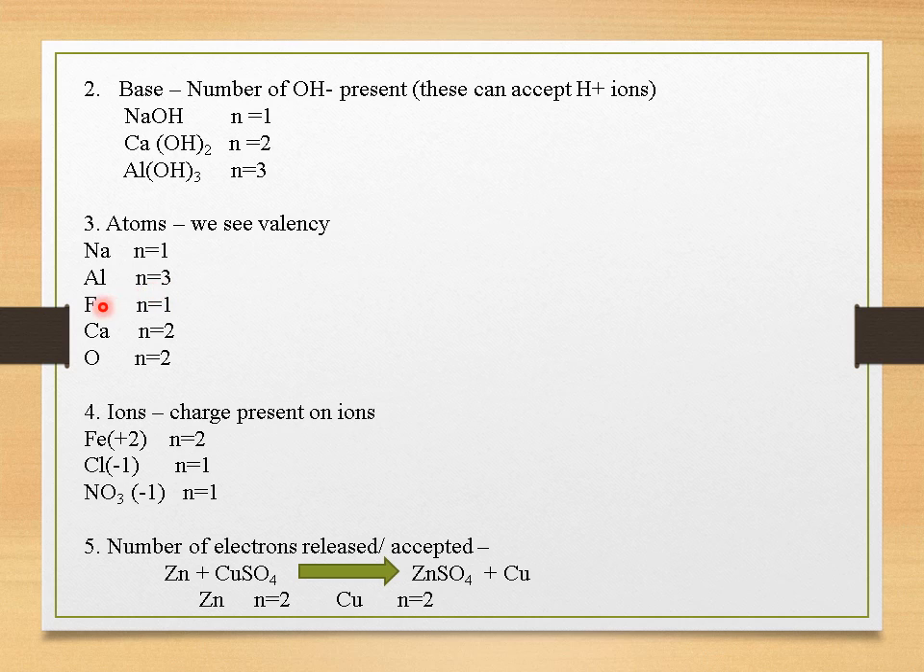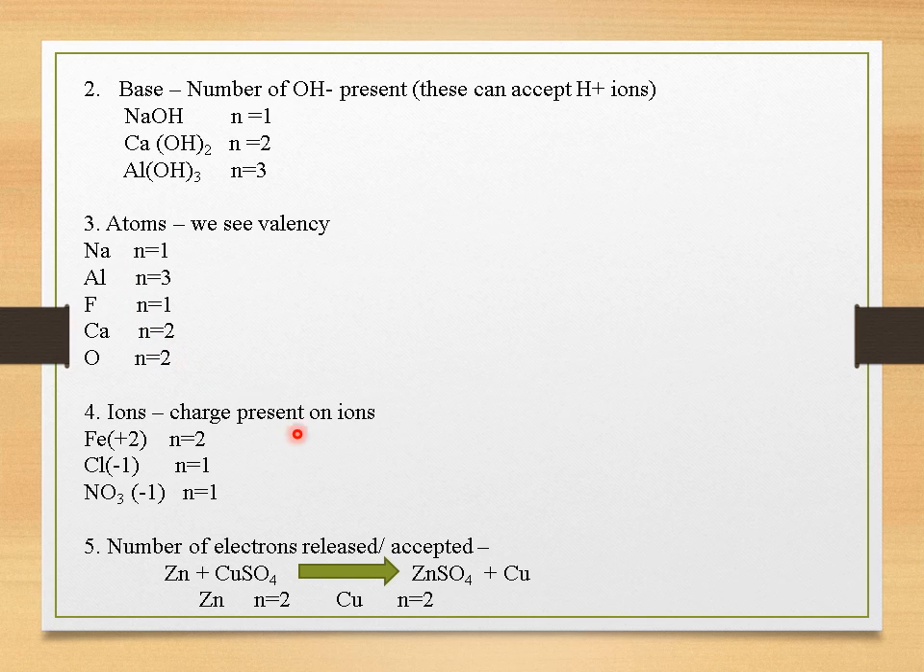For fluorine, it can only combine with one other atom, so its valency would be 1. Calcium is 2 and oxygen is 2. So depending upon the valencies of the atoms, the N factor value would be decided accordingly.